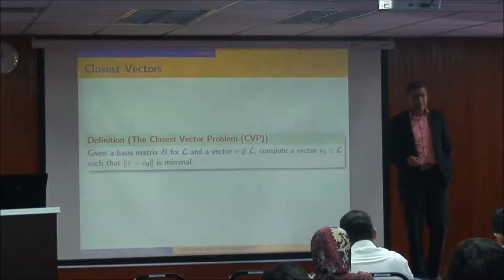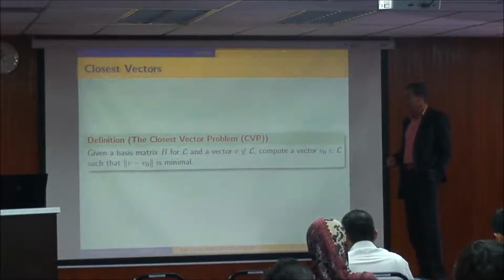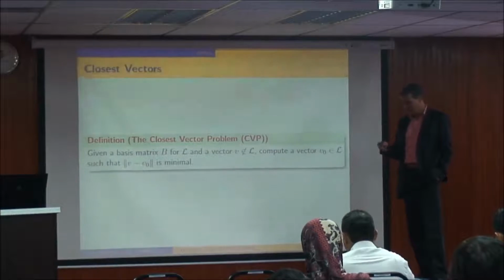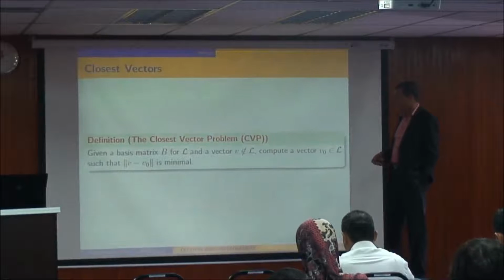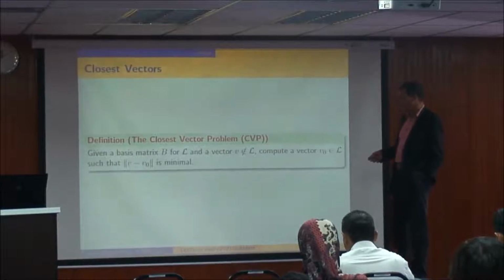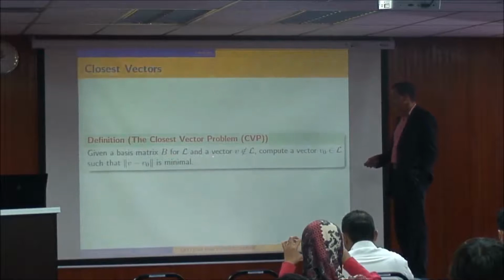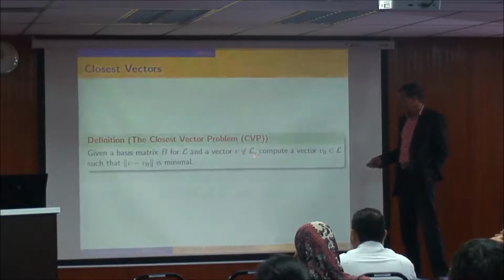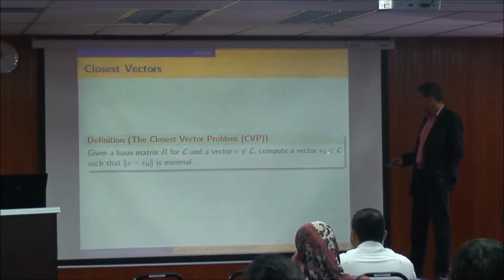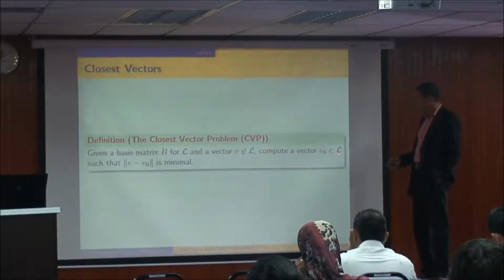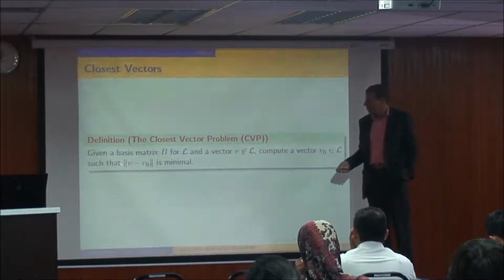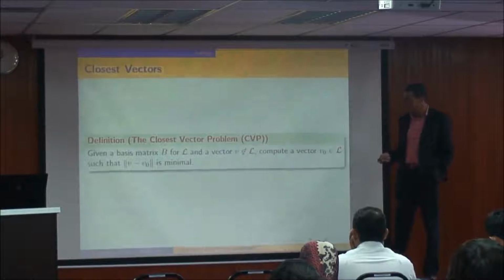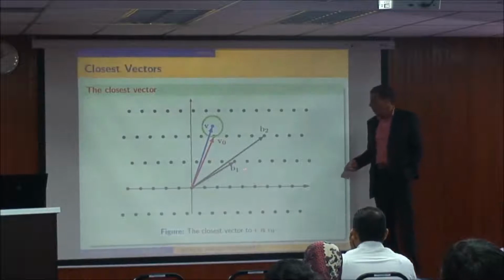There are other hard problems in lattices. For example, the closest vector problem, CVP, is also very difficult to solve in large dimension. When we have a lattice with a matrix B and a vector b, and the vector b is not in the lattice, we need to compute a vector b0. b0 is a vector of the lattice such that the difference between b and b0 is minimal for the Euclidean norm. That means that if we see this picture, we have a lattice.